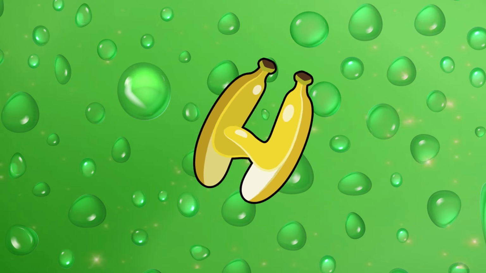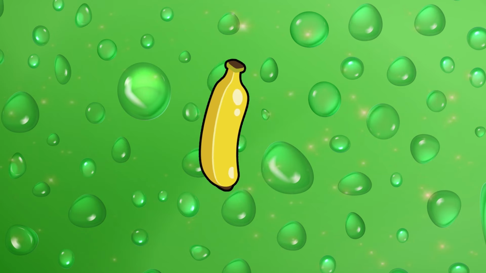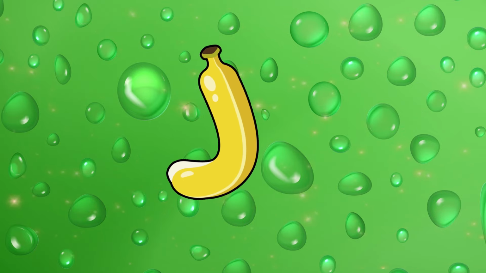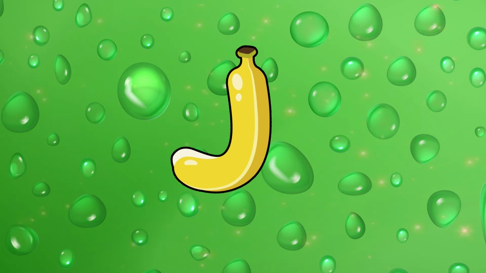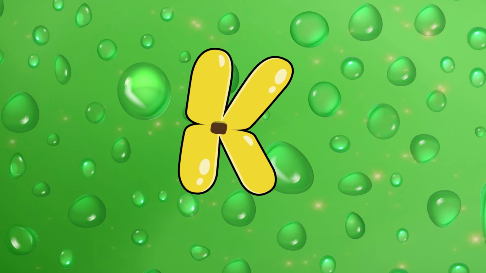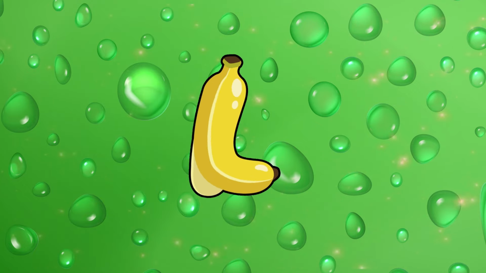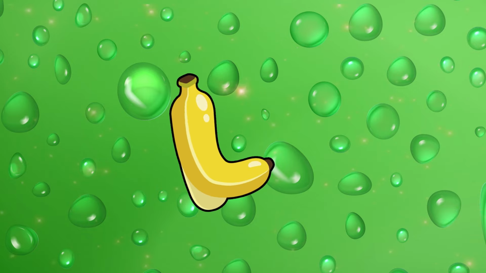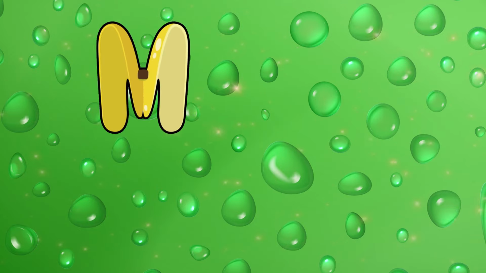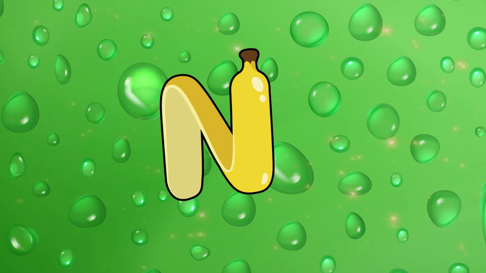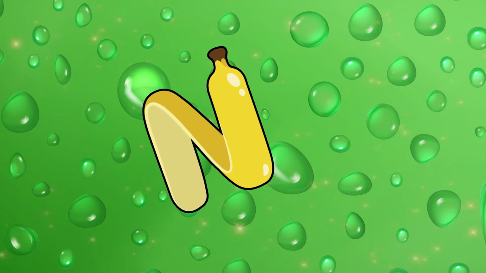H for hen. I for ice. J for jam. K for kangaroo. L for lion. M for monkey. N for nest.